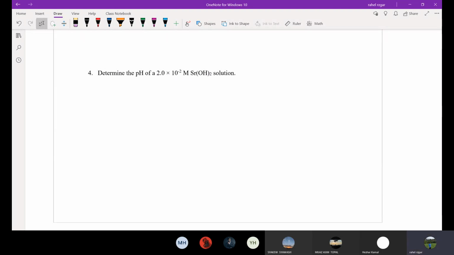Question 4 is just like the fourth one of the previous practice. We have strontium hydroxide. So strontium hydroxide is actually strontium with 2 hydroxide. So if concentration of strontium hydroxide is 2 times 10 to the power of -2, then this one is 2 times 2 times 10 to the power of -2, which is equal to 4 times 10 to the power of -2.